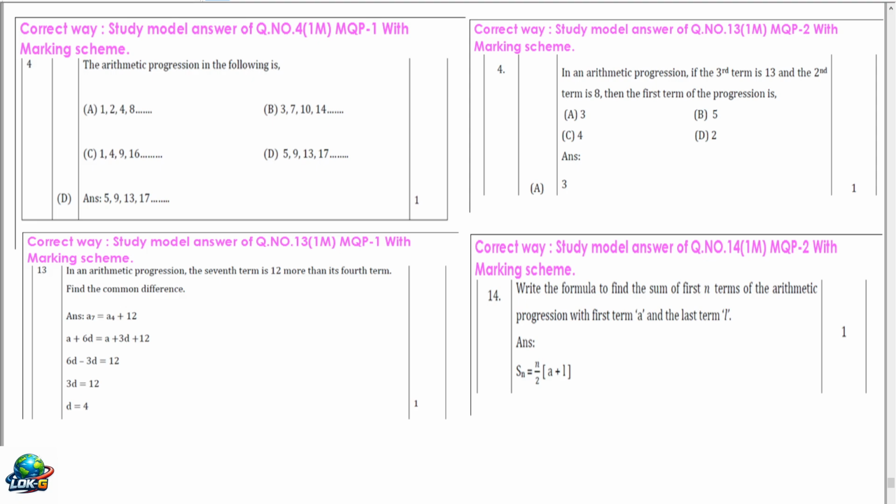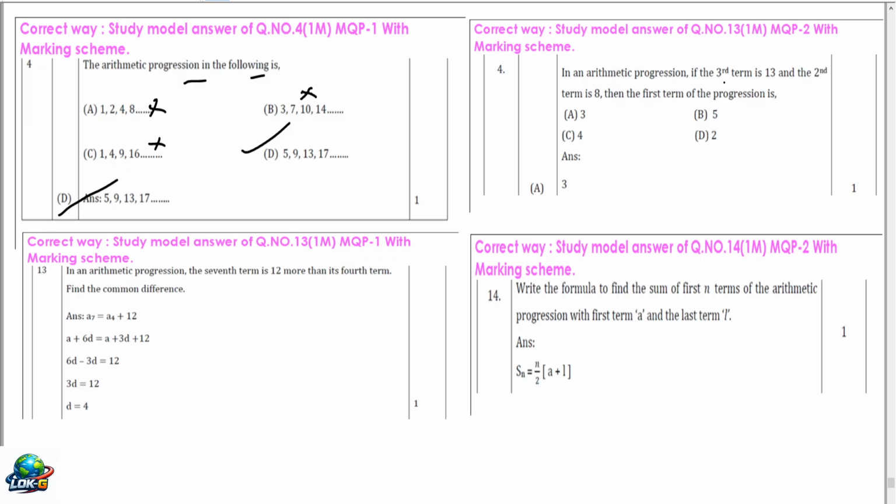Let us see some MCQs very quickly. Which one is the arithmetic progression among the following? Common difference is not constant, so it is not. 3, 7: 3 plus 4 is 7, 7 plus 3, no, not an AP. 1 plus 3 is 4, 4 plus 5 is 9, wrong. Therefore the correct answer is D.